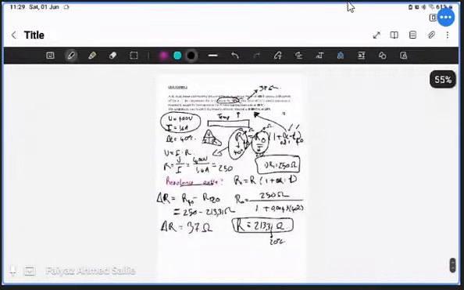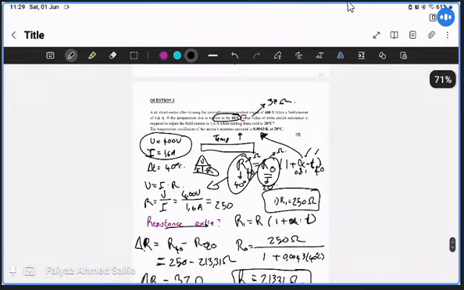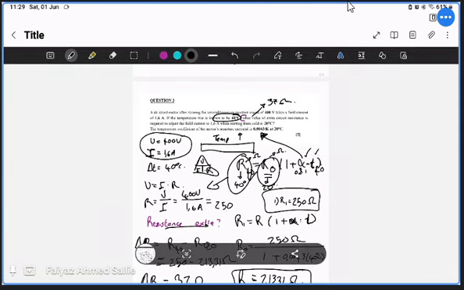So there you have it. That is the third question for 2020.